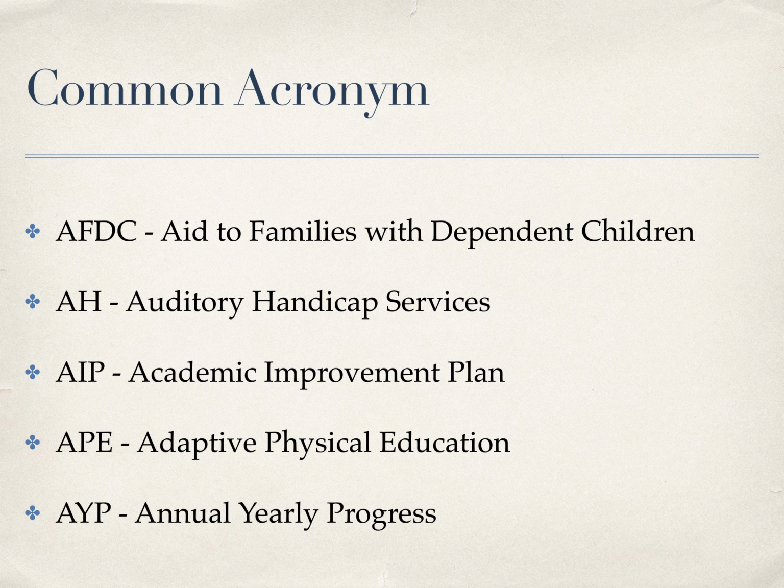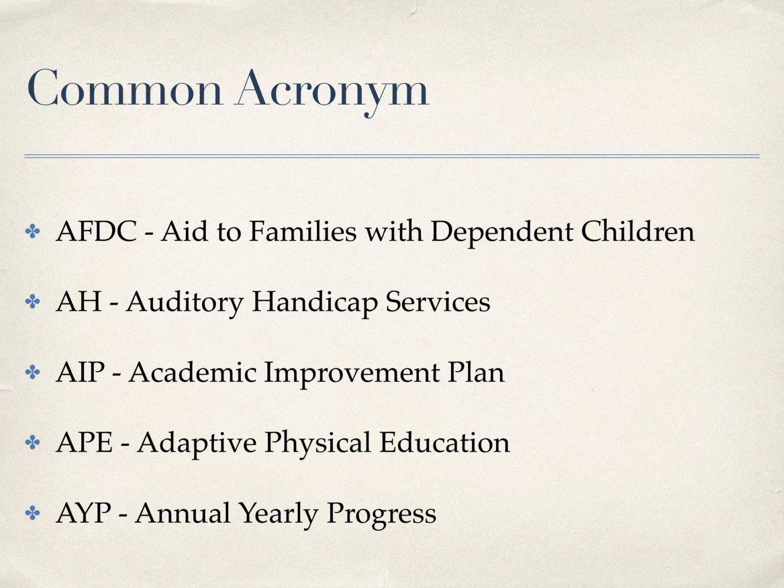Here are a few more common acronyms. AFDC, Aid to Families with Dependent Children. This is for low to no income families to receive federal and state assistance. Auditory Handicap Services, AH. These are services associated with deaf or hard of hearing students, like learning ASL. AIP, Academic Improvement Plan. This is a little self-explanatory, of course. It's a plan for students and facilitators to ensure academic performance growth.